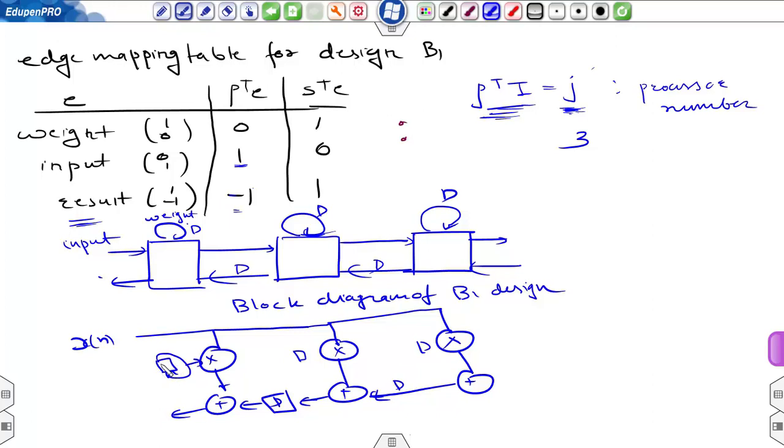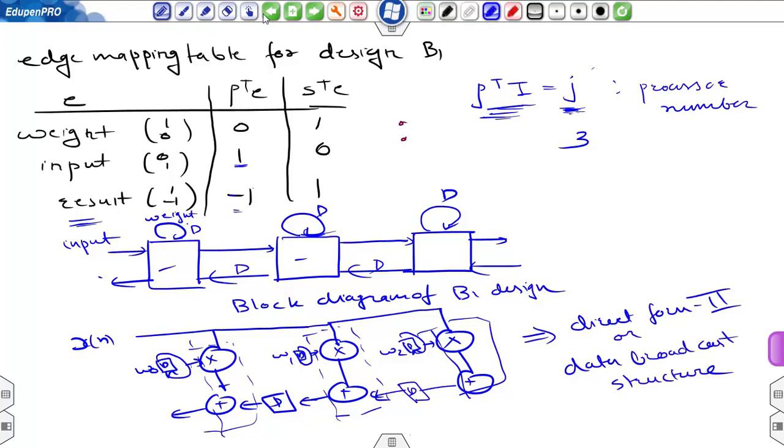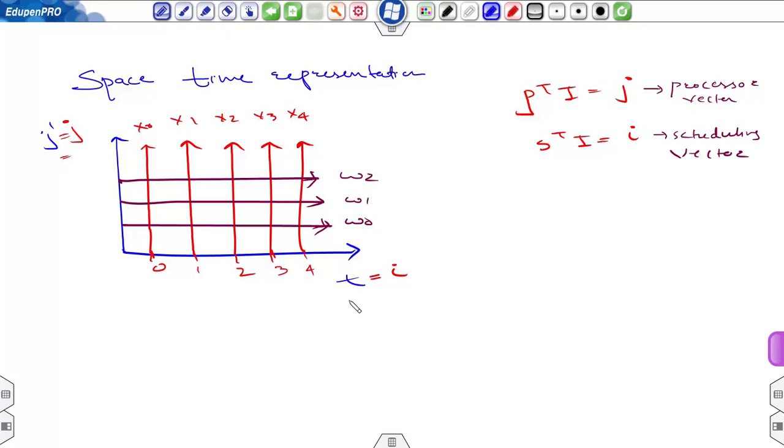The weights are being provided to the multiplier. This corresponds to W0, this corresponds to W1, and this corresponds to W2. So the combination of adder and multiplier corresponds to this processor. Okay, so you can see that the processing elements are similar, and each processing element is having one multiplier and one adder, and this is known as direct form 2 and also known as data broadcast structure. So now we can derive the space-time representation that consists of two axes, that is T and axis J prime.